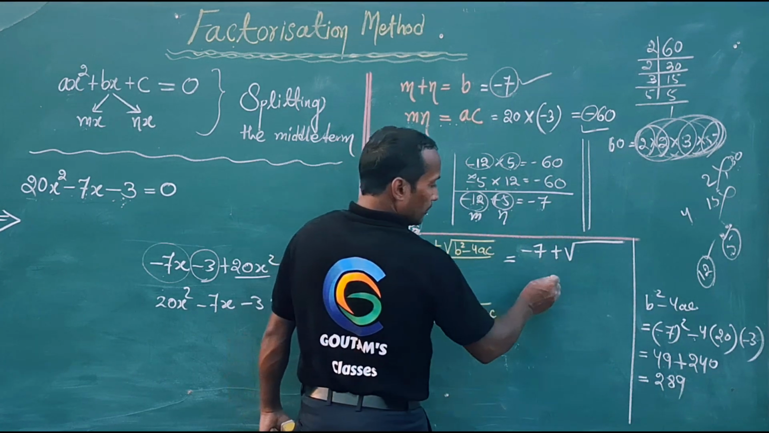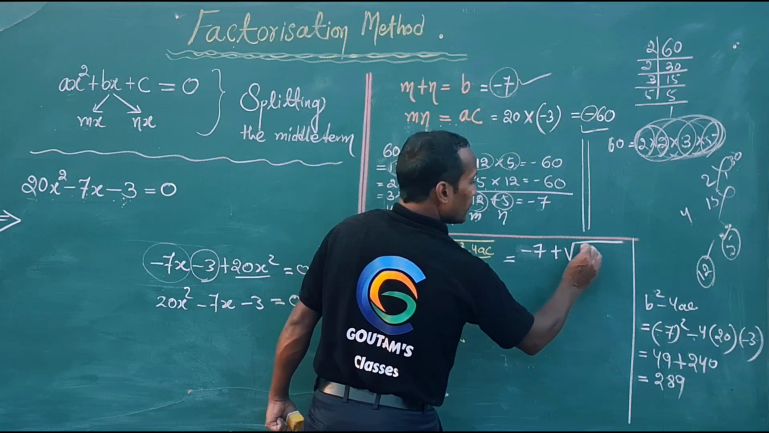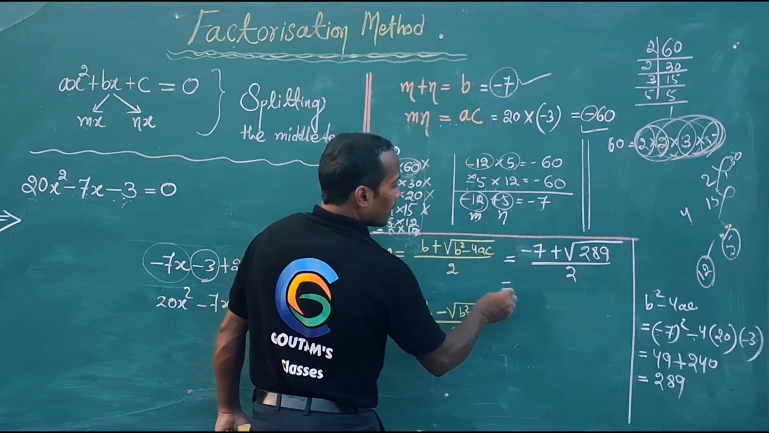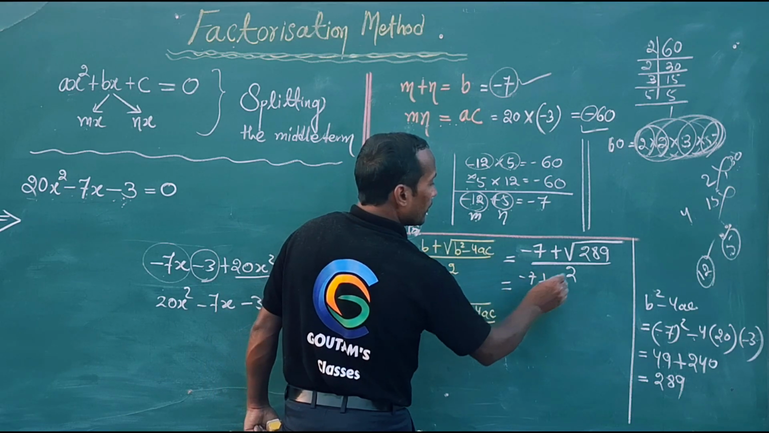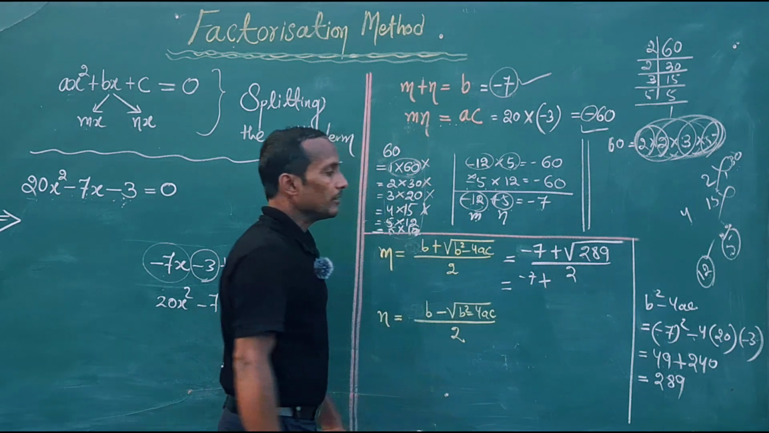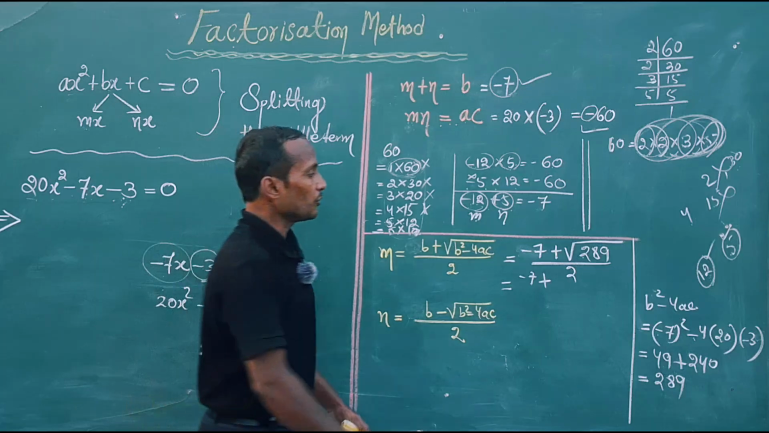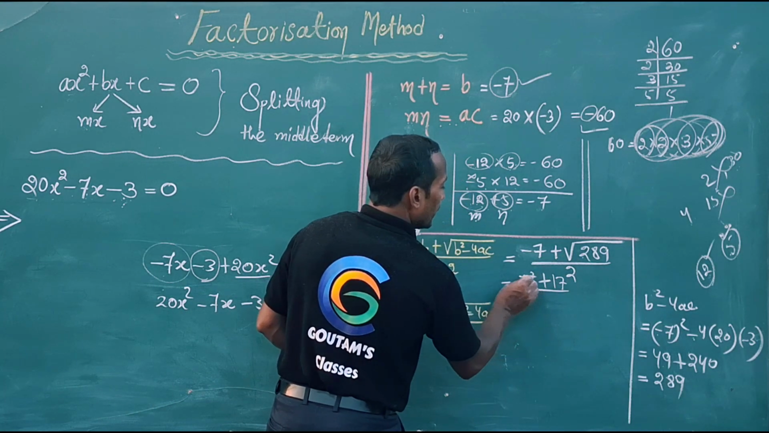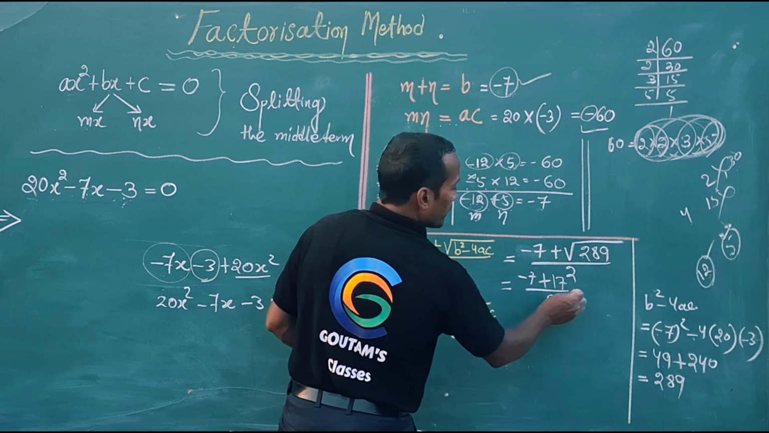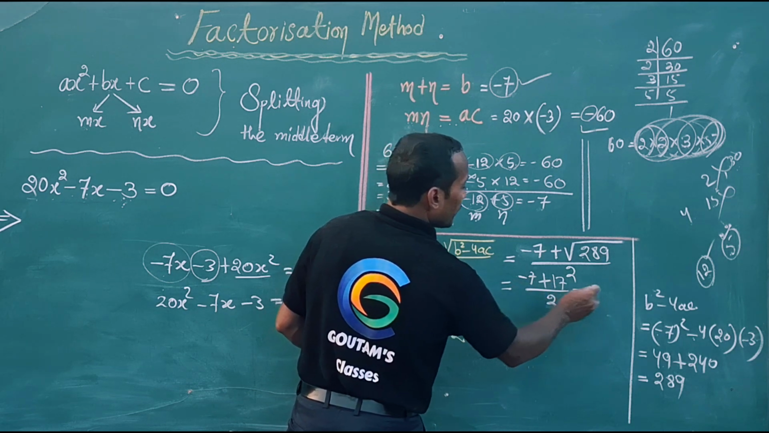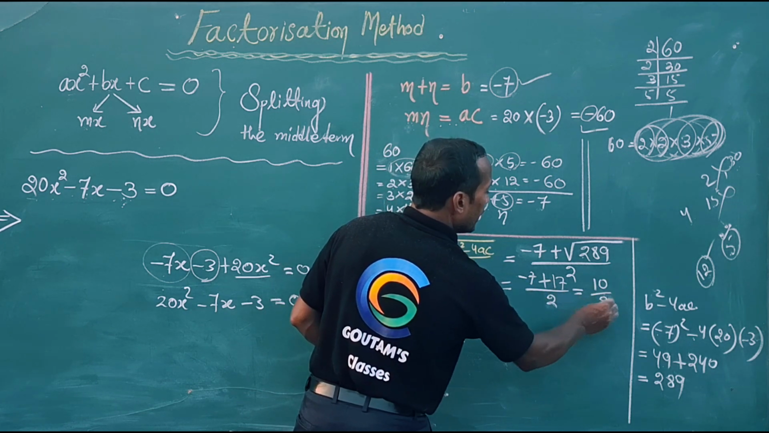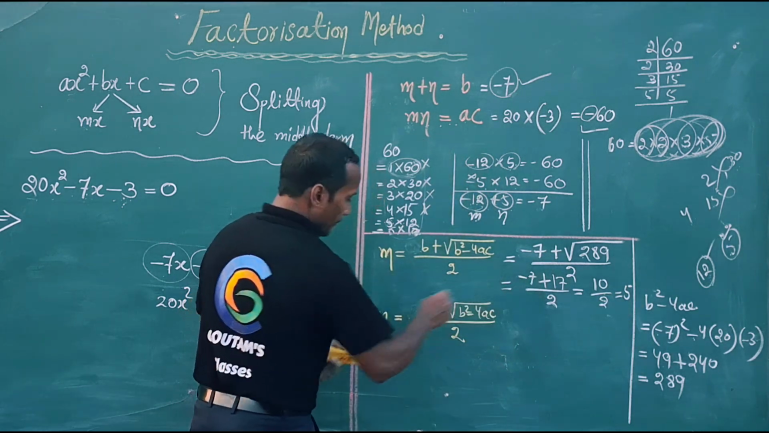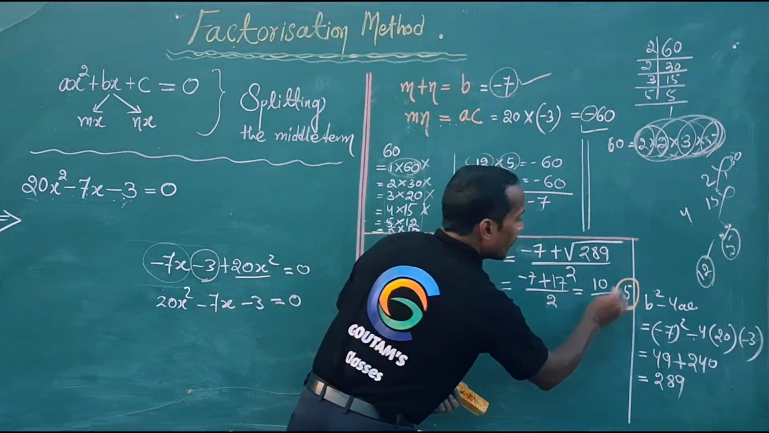Okay. So b square minus 4ac is 289, by 2a which I have as 2. Now minus 7 plus the square root of 289. The square root of 289 will be 17. Minus 7 plus 17 is 10, by 2, means you get 5. Now you have got the value of m. Value of m is 5.